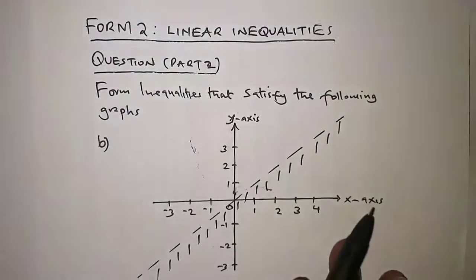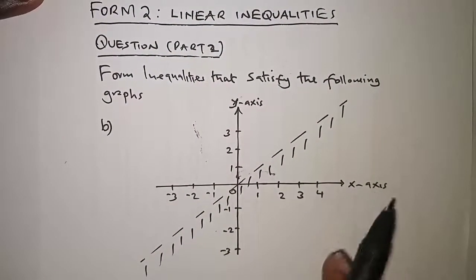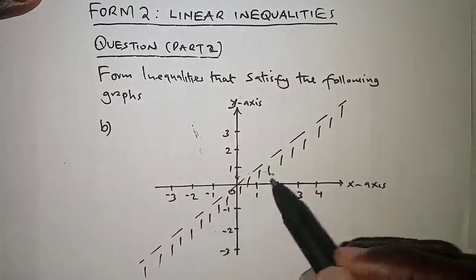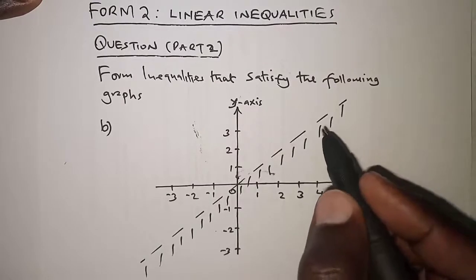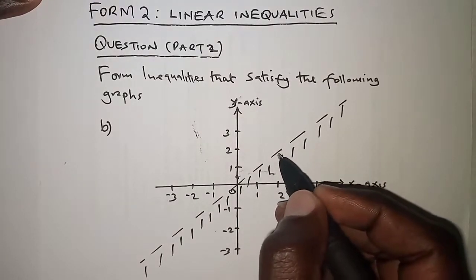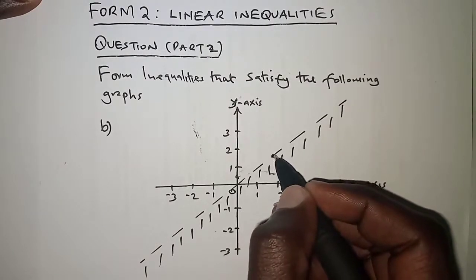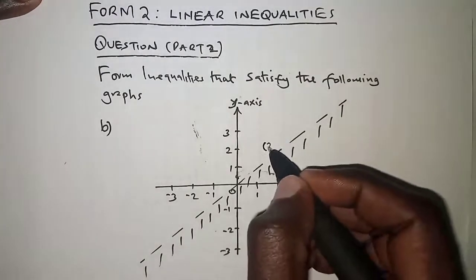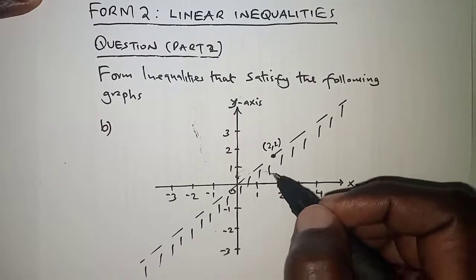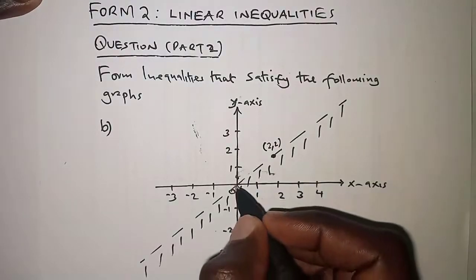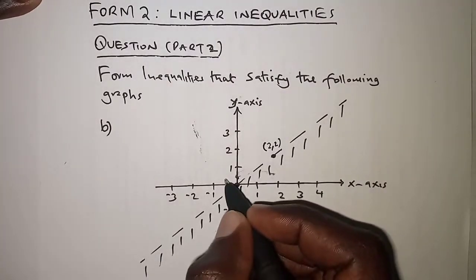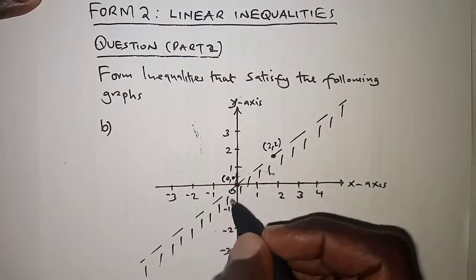So in the graph right here, we are required to get the inequality that satisfies it. The first thing we need to do is identify points on the line. For example, we have this point right here, a feasible point. So we have point 2, 2. Another favorite point, my favorite point is point 0, 0. Wherever I can use it, I usually go for it. So we have point 0, 0, which is the origin.